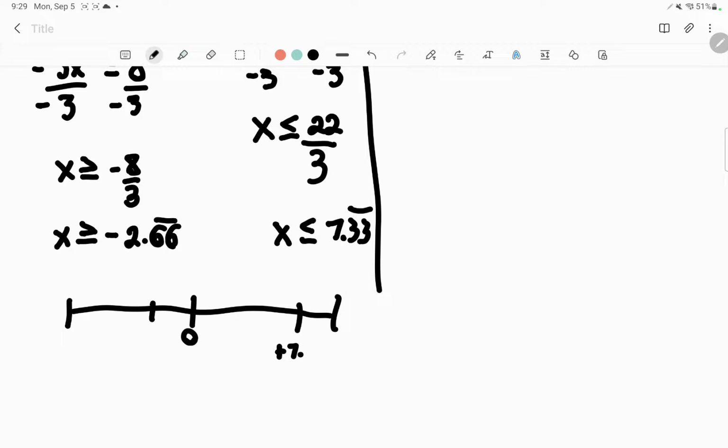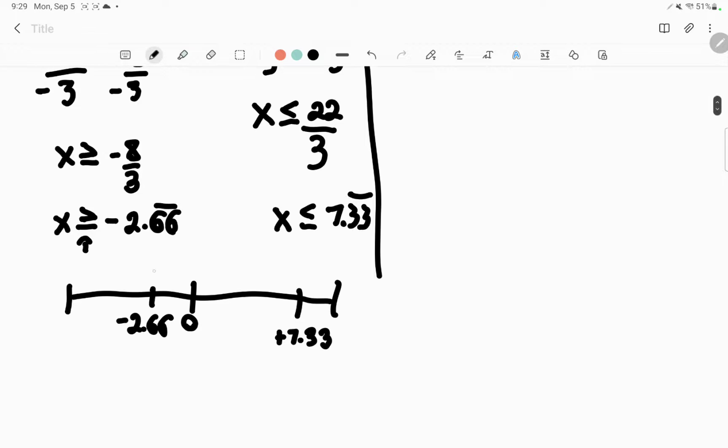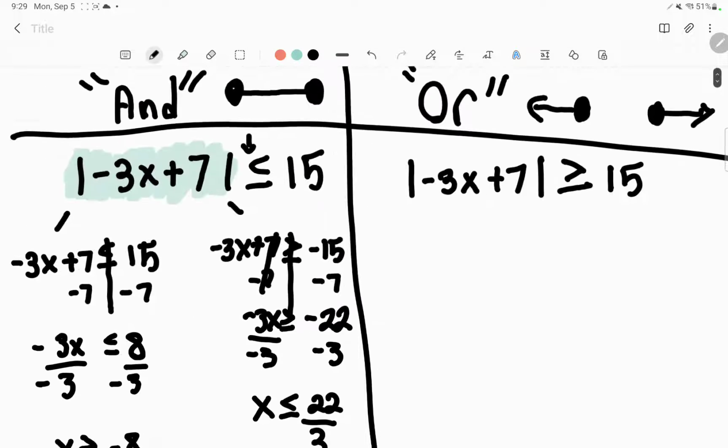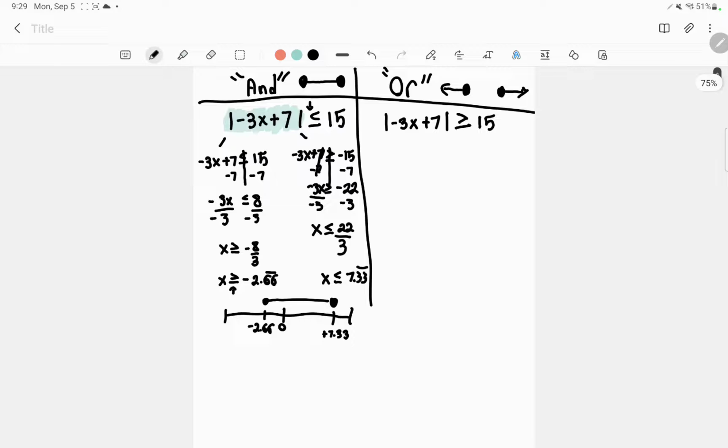Oh, positive 7 here. And a negative 2. Now, because I have the line below my inequality, it's going to be a closed circle. It's going to be a closed circle. And those two are going to be connected to each other. And that's my AND problem, okay? That's all the steps that you've got to do. That's how you solve it.